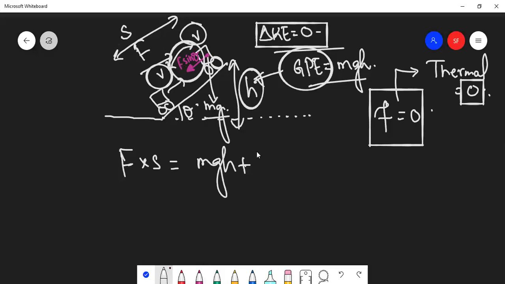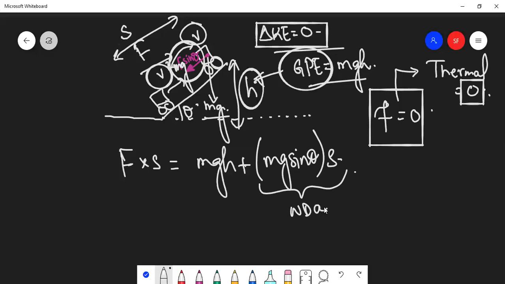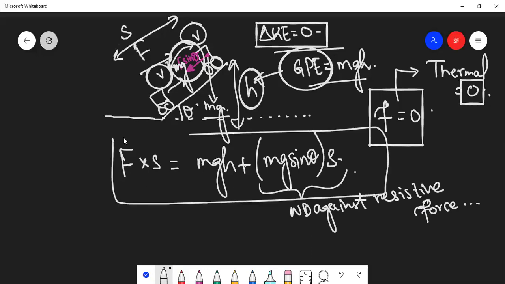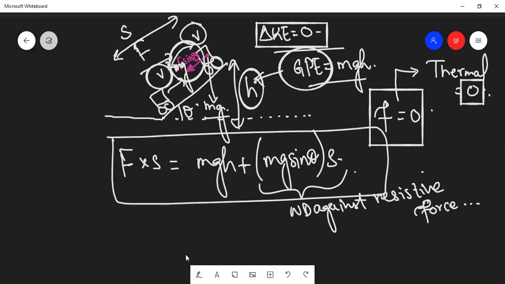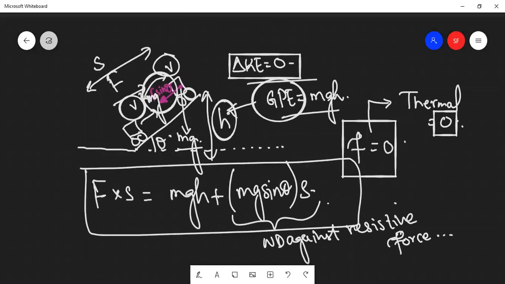Instead of F, I'm writing mg, okay? Not F, it's mg. It's the weight, mg sine of theta. F is that forward force, the total force. This is the force, but when you multiply it with displacement, it becomes work. But this component is actually work done against the resistive force. So these are the energy conversions in this situation. You get this? Okay.